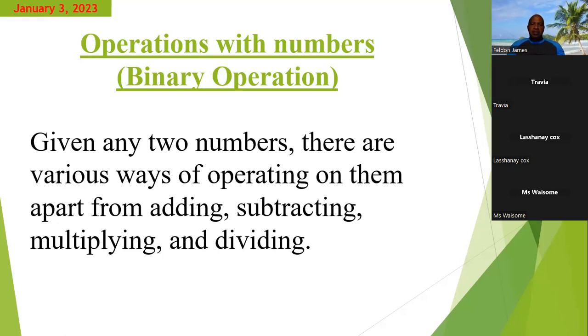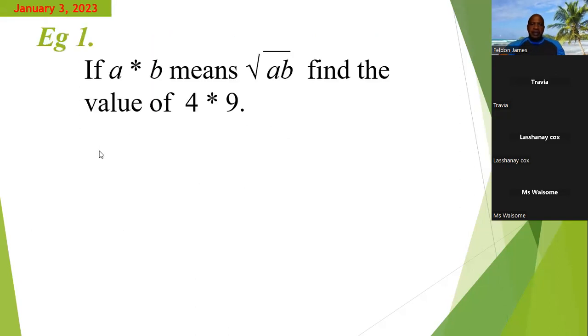But we also can come up with or define our own operation, so to speak. We can make up an operation which is different from adding, subtracting, multiplying, and dividing. So when we carry out binary operations, these operations are usually operations that are made up or defined. So you can make up your own operation. So here, this is a definition given to an operation. All right. Now, in math, you will notice that we use the word if very often.